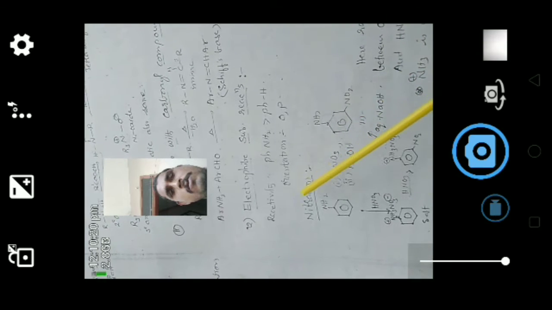Once again I am repeating. This is the nitration reaction. Aniline, when we react with HNO3, gives a salt. This salt again reacts with nitric acid to give nitro salts. On reaction with base, this nitro salt gives meta-nitroaniline. So this is the nitration reaction. Now we will see another reaction.